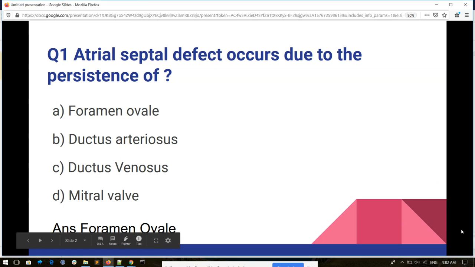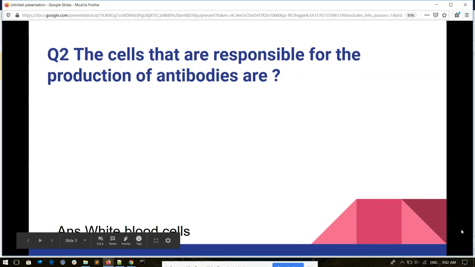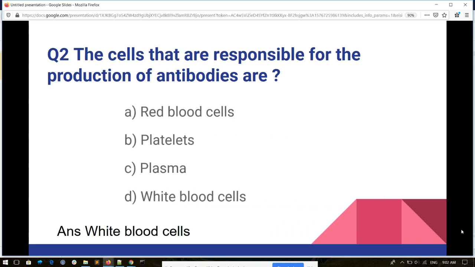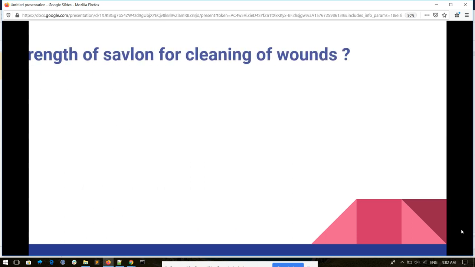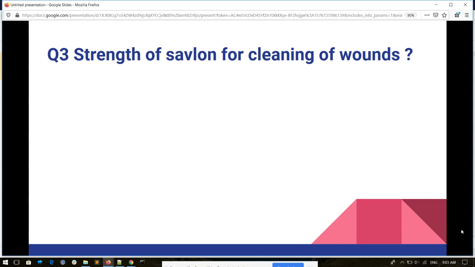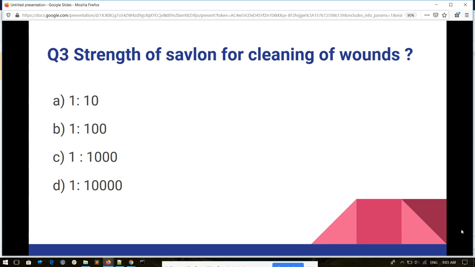And second question is the cells that are responsible for the production of antibodies are red blood cells, platelets, plasma, and white blood cells. And its answer is white blood cells. Question number third. The strength of savlon for cleansing of wound is 1:10, 1:100, 1:1000, 1:10,000. And its answer is 1:10.